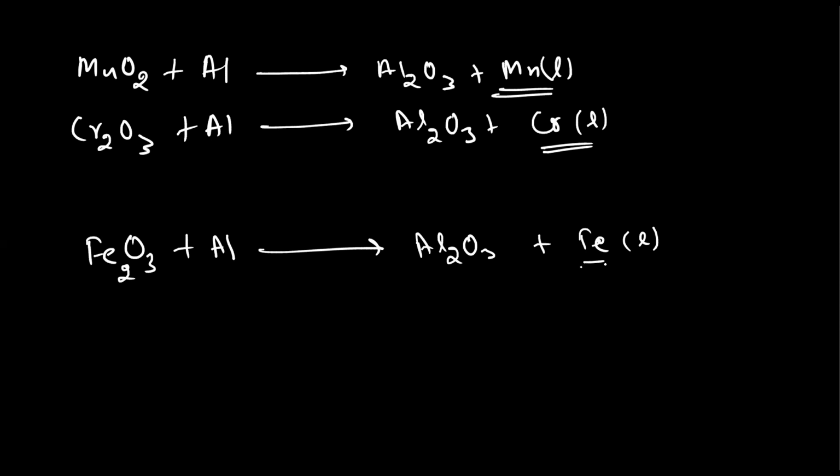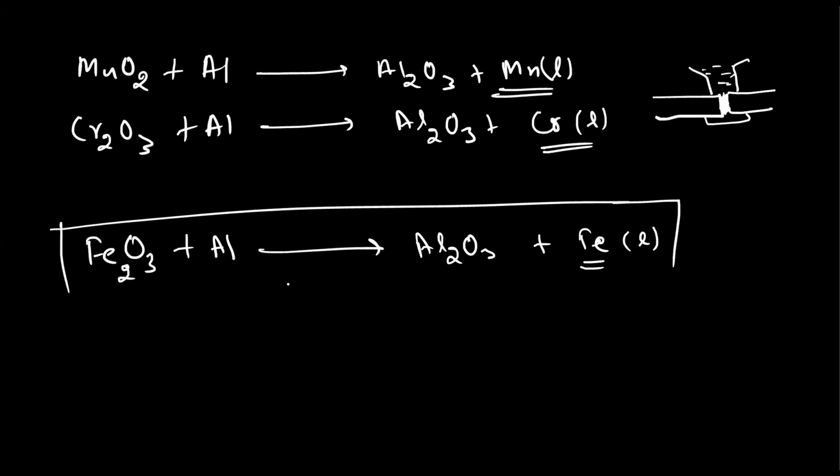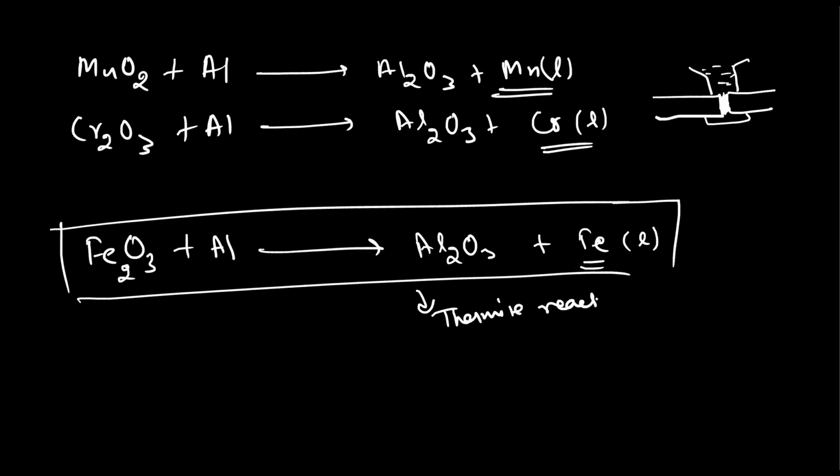This molten iron, we use this reaction for joining the railway tracks. Here we use this one, and the molten iron comes here and fills the gap in joining the railway tracks. So this reaction is special, and it is named the thermite reaction. Got it? Thermite reaction.